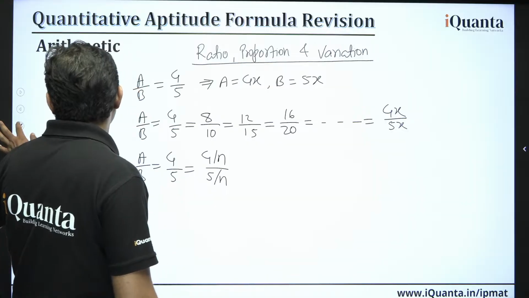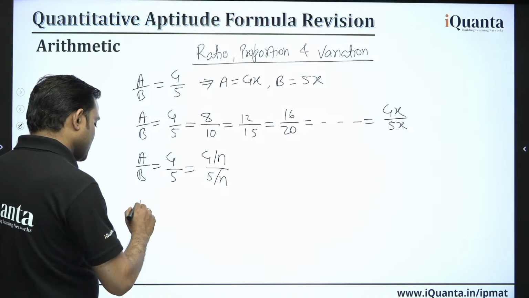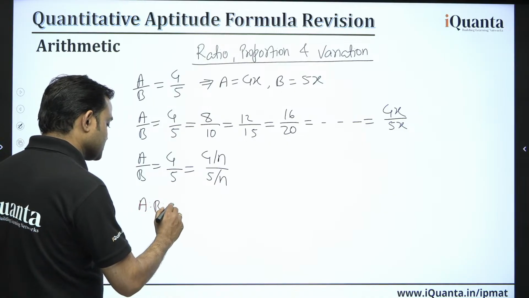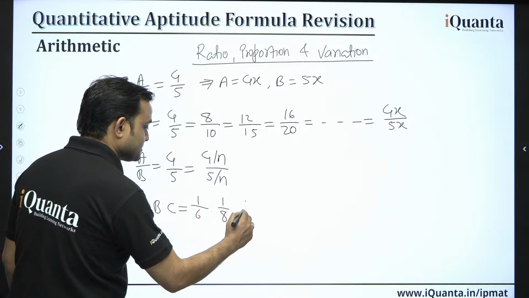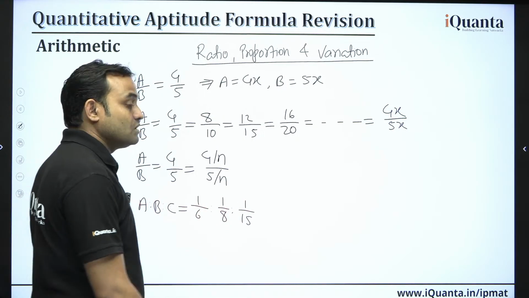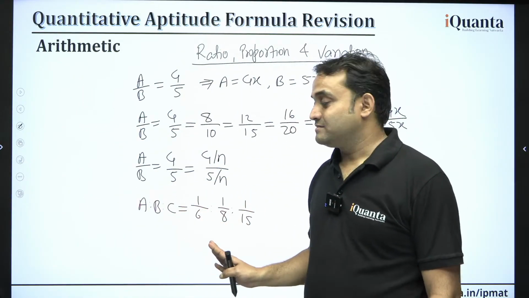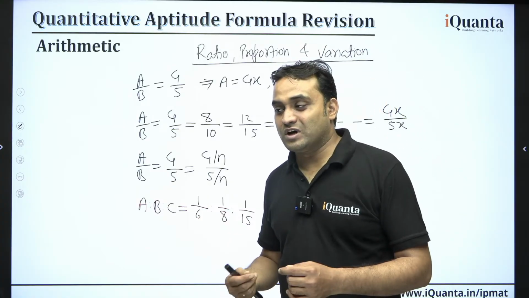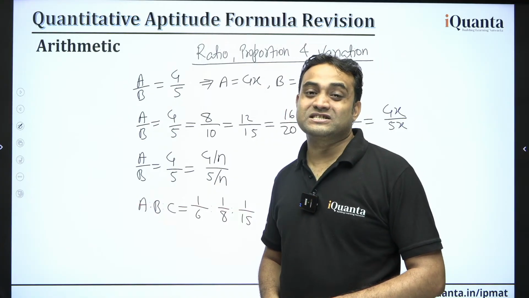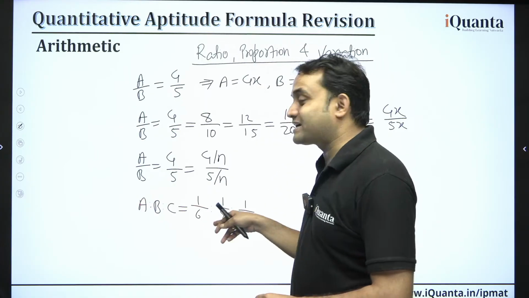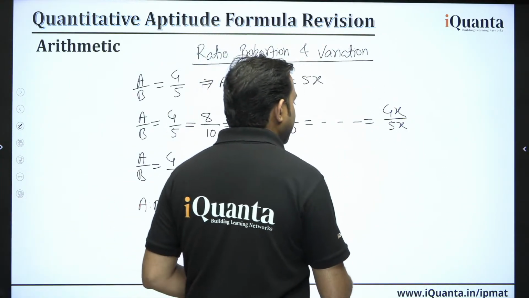Now what do we do if a ratio is given in fractions, like A is to B is to C is equal to 1 by 6 is to 1 by 8 is to 1 by 15? If ratios are given in fractions, it's a little difficult to recognize what the exact value of each share is. So we try to convert it into integers. How do we do that? Take the LCM of 6, 8 and 15.